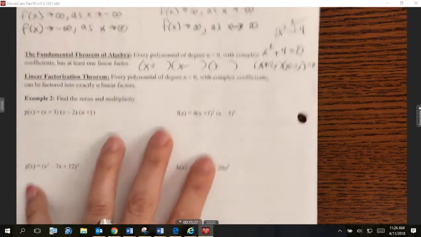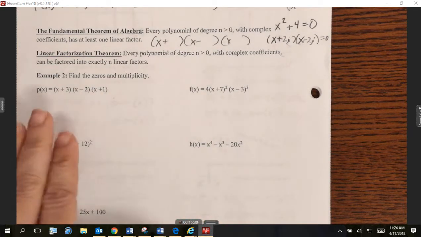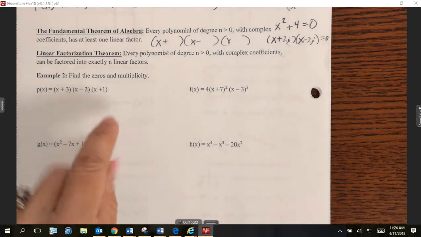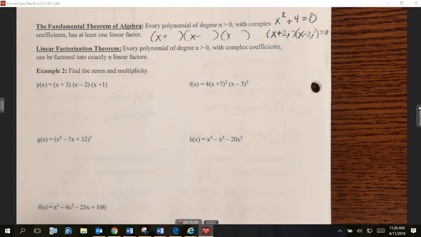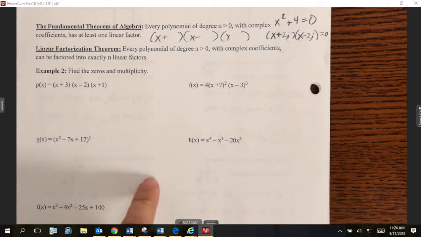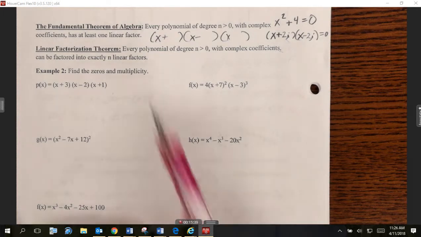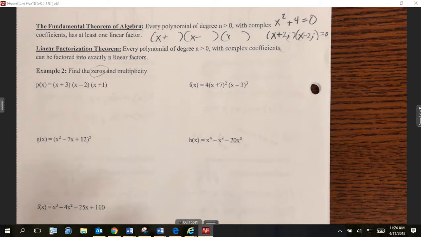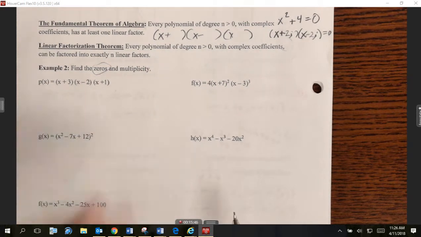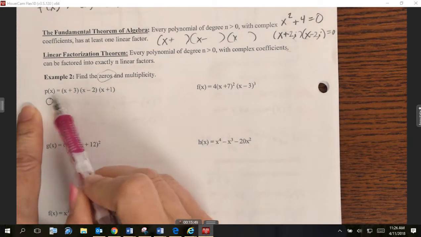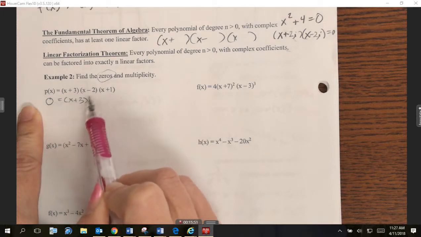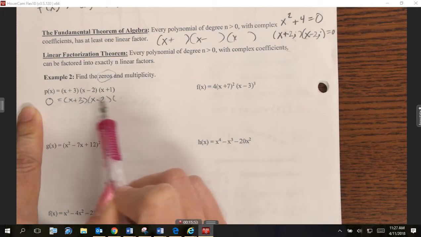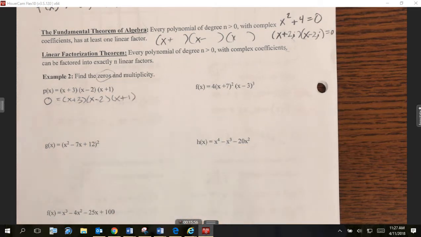So now, here we have some polynomials that are factored, some that aren't factored. We have to write what their zeros are and if there is multiplicity with the zeros. And I'll explain that as we do it. But the zeros, we get zeros from making f of x equal 0. So in this first one, or p of x, make it equal to 0. We say 0 equals x plus 3, x minus 2, x plus 1. Now, when you solve for x, you are finding the zeros.